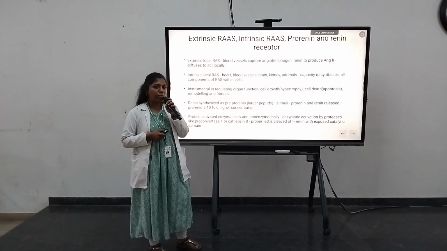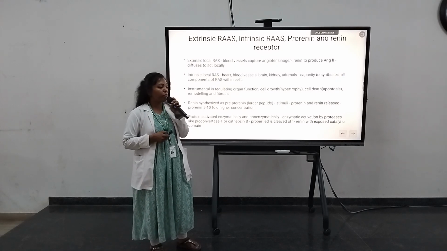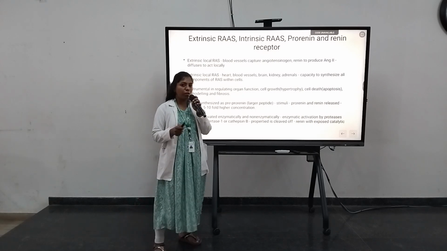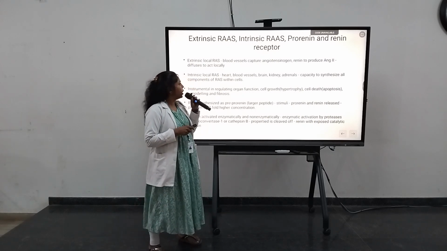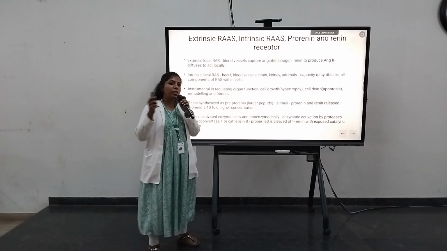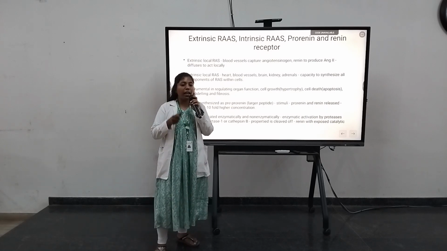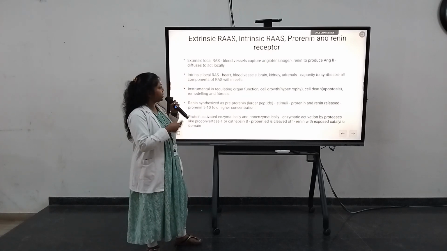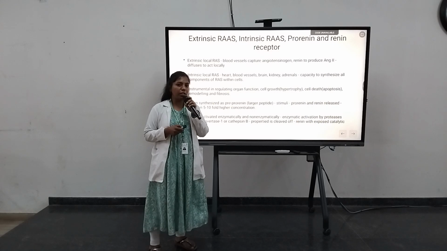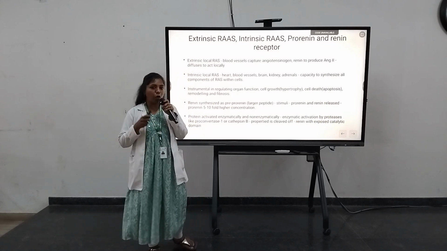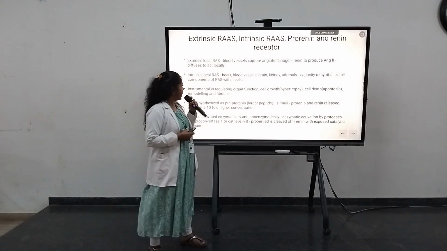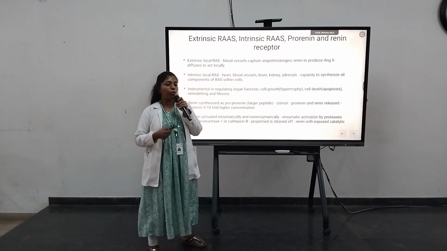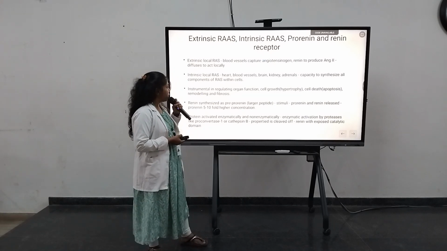These organs have a local renin-angiotensin system where they have the capacity to synthesize all the components of RAS and produce angiotensin 2 within the cells, which diffuses locally and produces its effect. These systems are instrumental in regulating organ functions like cell growth, cell death, remodeling and fibrosis. These are some of the effects of the renin-angiotensin system.